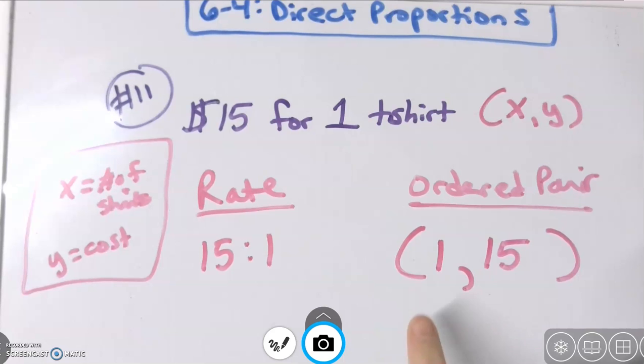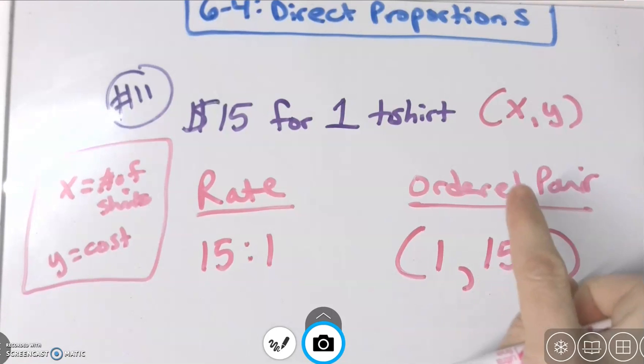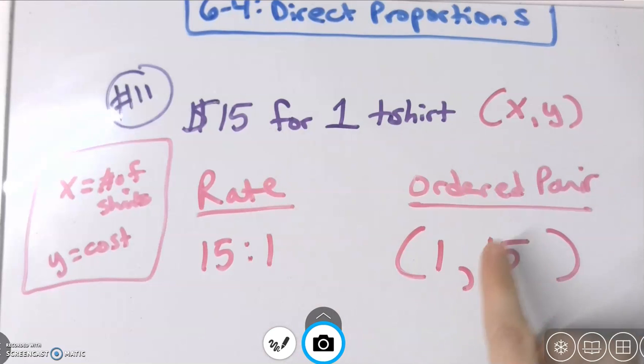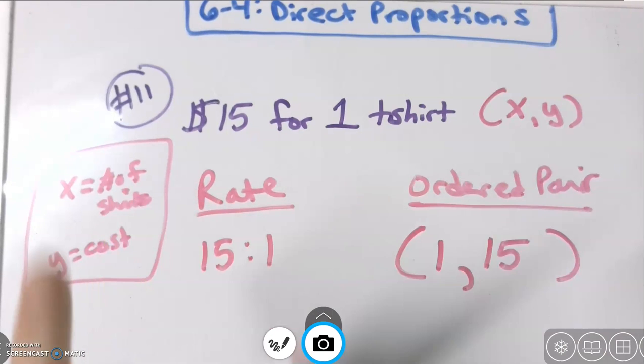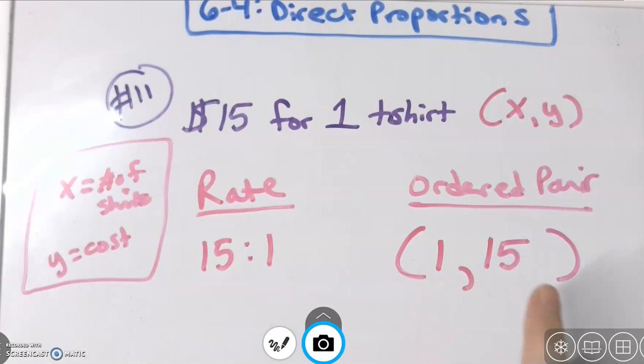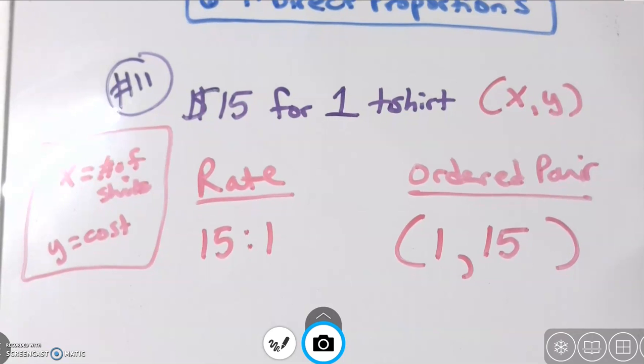Okay, and again, the reason why I set it up like this is because I look at the graph they gave us, and the graph on page 174 has my x-axis, the horizontal line on the bottom, that says t-shirts, and the y-axis says cost per t-shirt. So x is number of shirts and y is cost. And therefore, you're going to write this as 1 comma 15, not 15 comma 1. 15 comma 1 would tell you 15 shirts cost $1, and that would be incorrect.